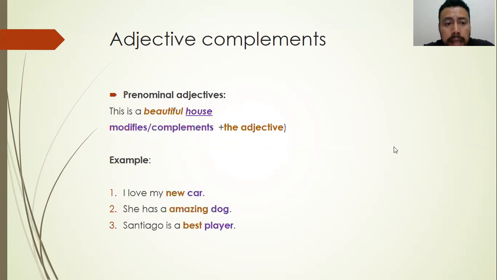Pronominal adjectives. This is a beautiful house. It means that in the color purple, you can see the modifier, and the adjective is beautiful. So the example is, I love my new car. She has an amazing dog. Santiago is the best player. As you can see, the house is what the adjective modifies or complements.